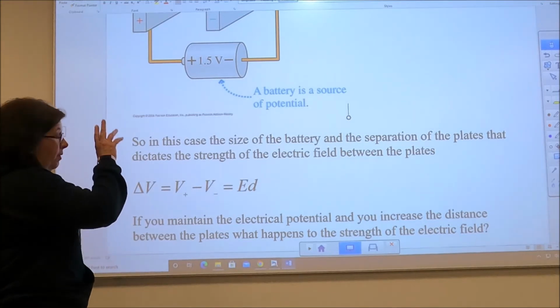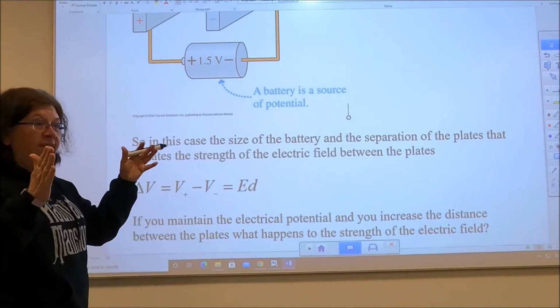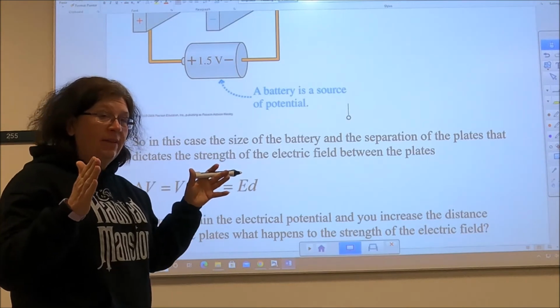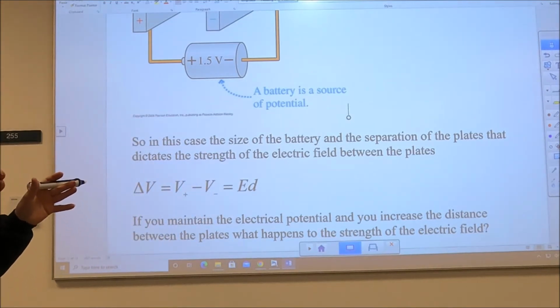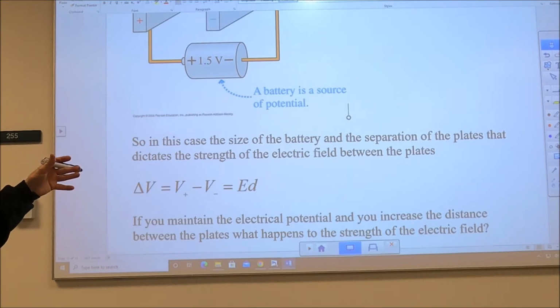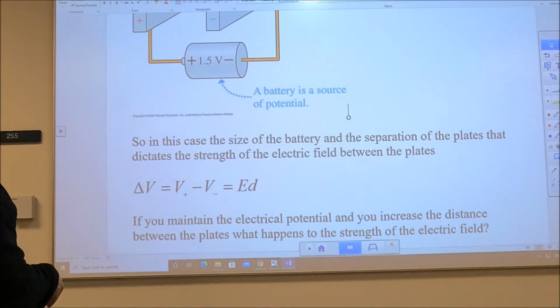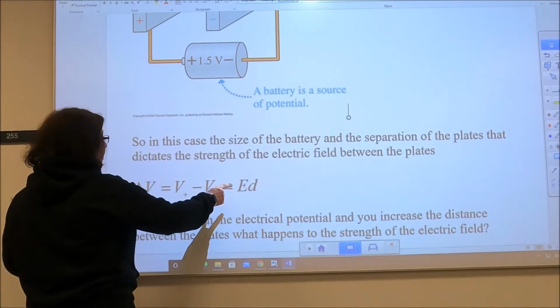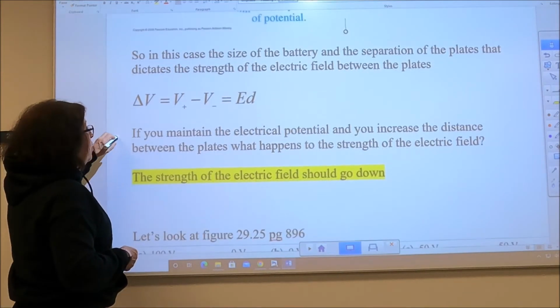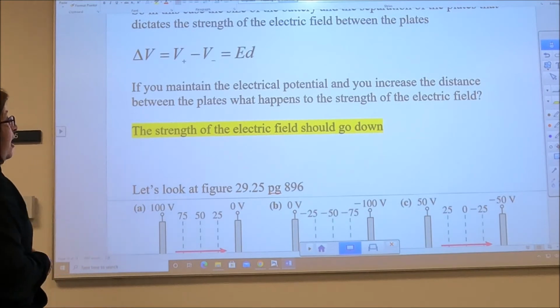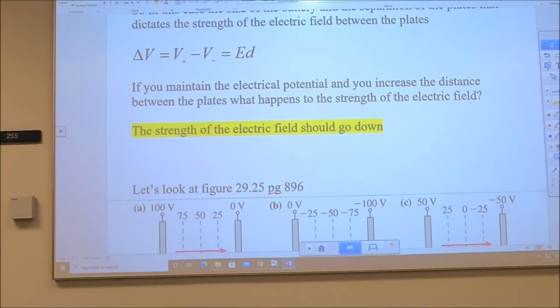So last time we were looking at a set charge on the plates, a set strength of electric field, and if the field was set and we changed the separation, the voltage would change. Here the voltage is set. If we change the separation, the electric field changes. So if you maintain the voltage and you increase the distance between the plates, the strength of the electric field goes down.